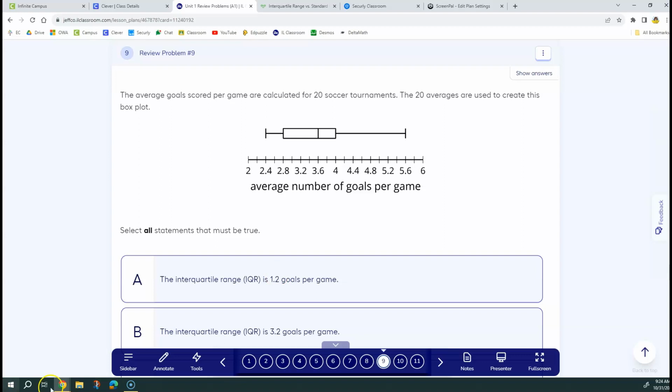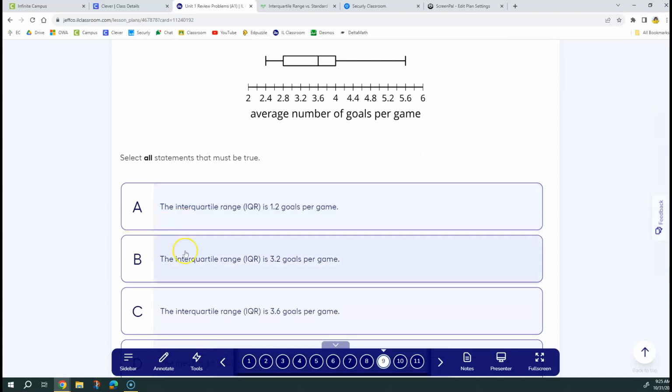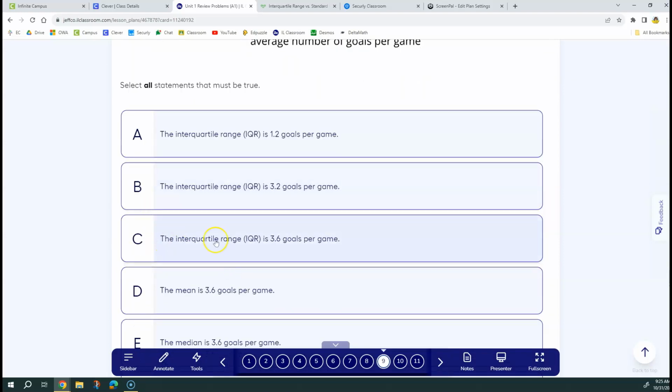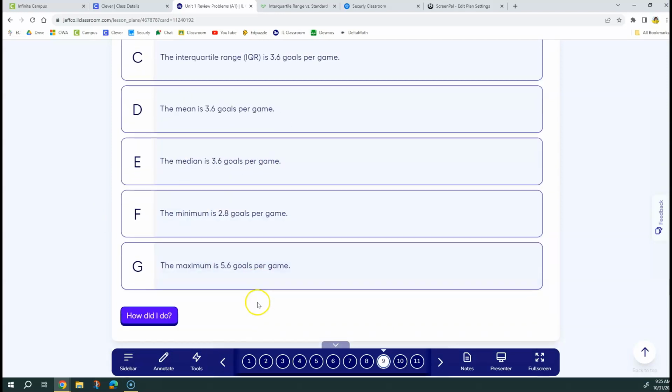And remember that box plots tell us the lowest average number of goals per game, the highest average number of goals per game, the interquartile range, so the middle 50%, and then inside the box, that's where we get the median. So from the box plot, we can get interquartile ranges. Okay, so A, B, C, one of those. But we cannot get the mean from a box plot. We can't get the mean. So we know D is not going to go. The median, and then the minimum and the maximum.